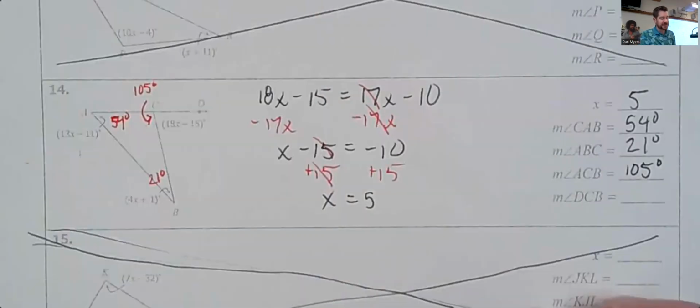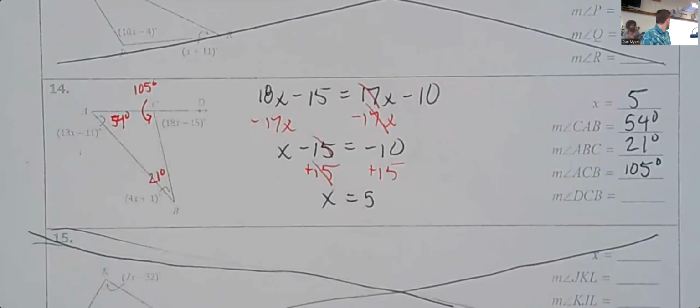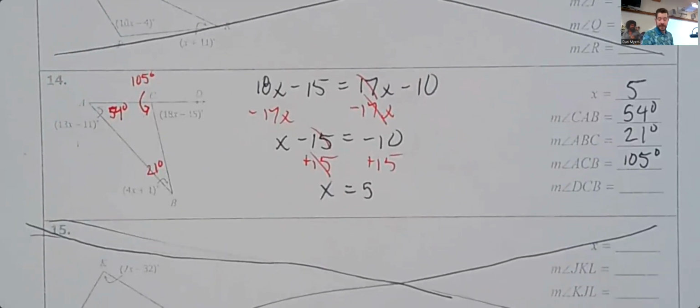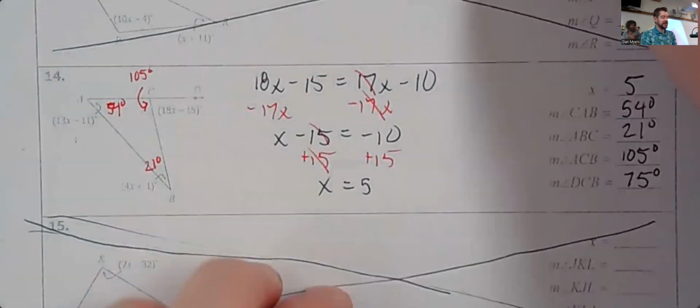And then to figure out the last one, angle DCB, just plug in 5 for x. And that would be what, 75? For the last one? 75 degrees for angle DCB. Cool. All right, let's see. How much do we have left? There's still a few to go.